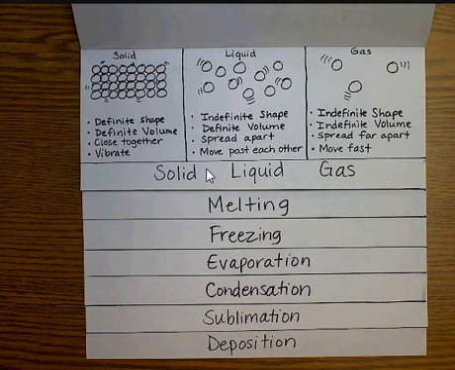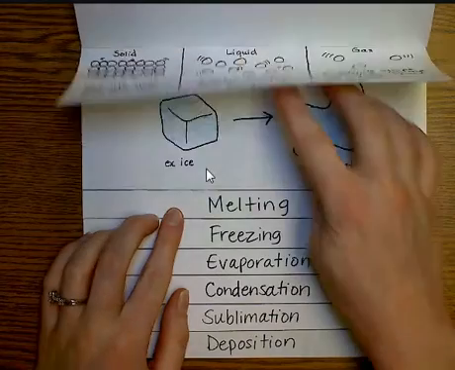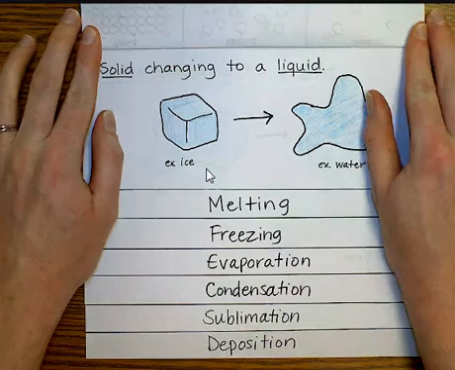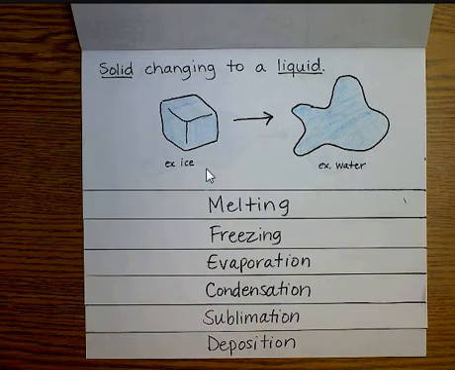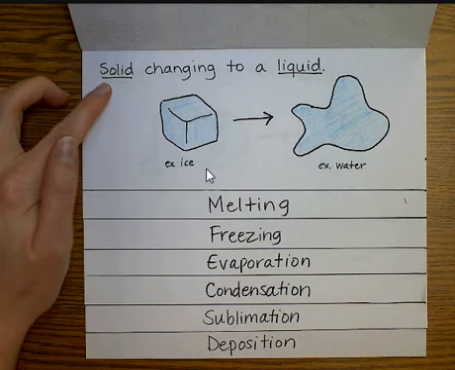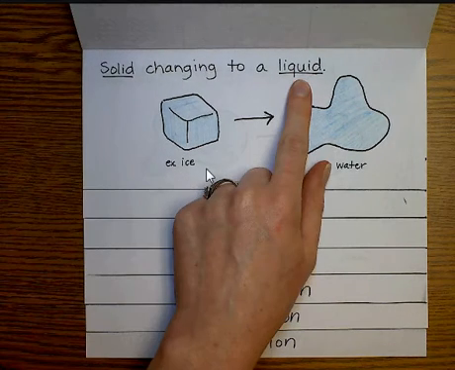Okay, so once you are done with that, you're going to go on to the next part, and we're going to focus on melting first. So what you're going to be doing in each of these sections for the different phase changes is you're going to talk about which phase they start at and then what phase they change to.